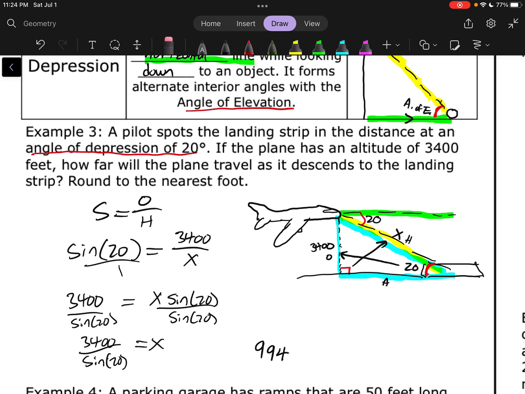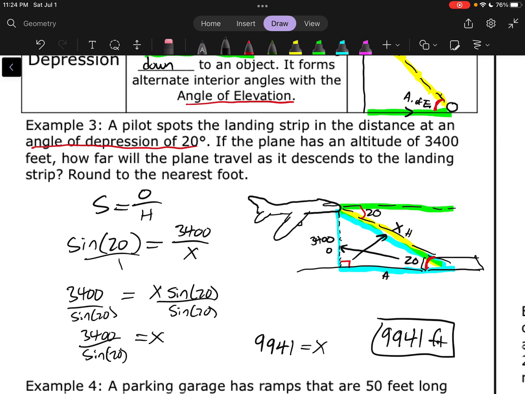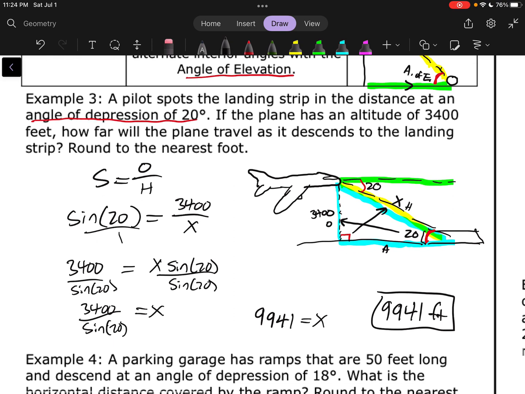So I'm going to do 9,941 is x. So that would be 9,941 feet. That is how far this plane has to go to descend down to the landing path if he's going to keep that 20-degree angle of depression. Okay.